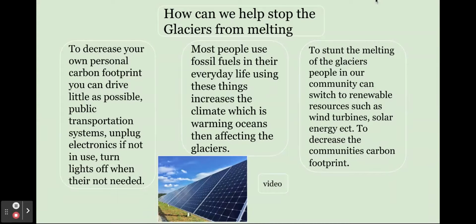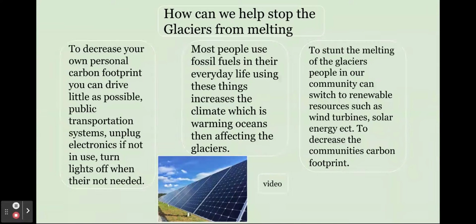How can we help stop the glaciers from melting? To decrease your own personal carbon footprint, you can drive as little as possible, use public transportation systems, unplug electronics if not in use, and turn lights off if they're not needed.